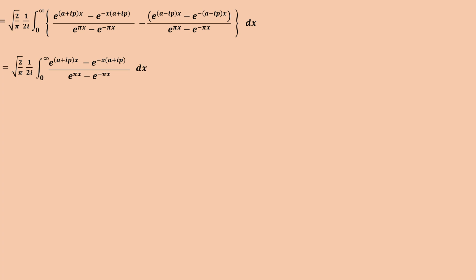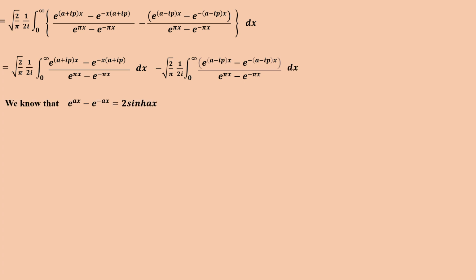We are separating into two integrals, minus root 2 divided by pi, 1 by 2i, integral 0 to infinity, e power a minus ipx minus e power minus a minus ipx by e power pi x minus e power minus pi x dx. We know that e power ax minus e power minus ax is equal to 2 sinh ax, the hyperbolic function. So using that idea, you will get root 2 divided by pi, 1 by 2i, integral 0 to infinity.